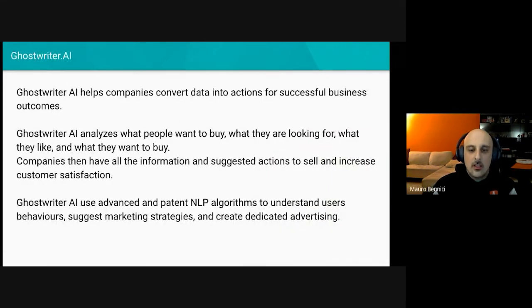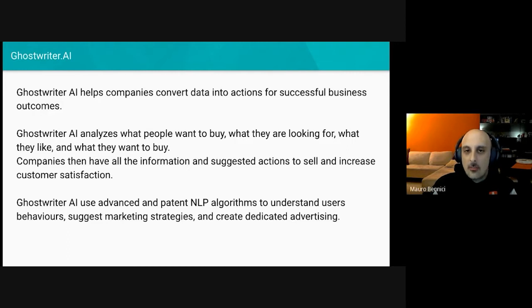In Ghostwriter AI, a product of my company, You Are My Guide, we use advanced natural language processing algorithms. These algorithms are used to understand text and now images, to understand what people are talking about when they contact us on the CRM, on social networks, on calls with the company. So the contact point is the touch point.